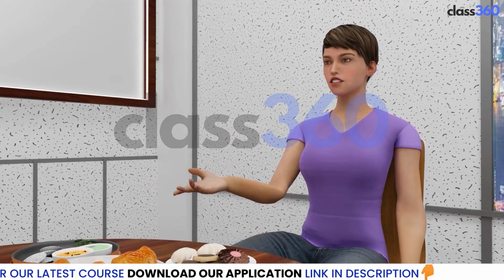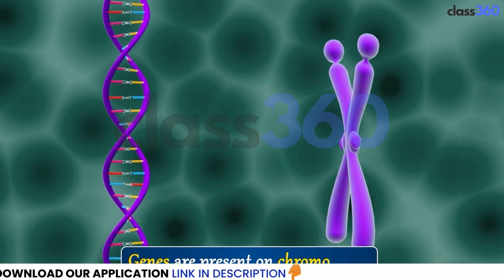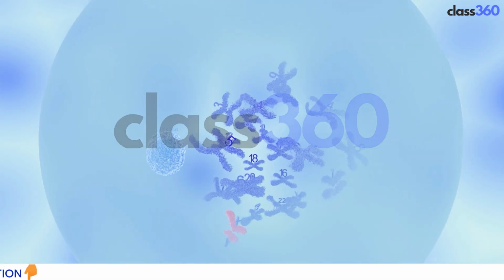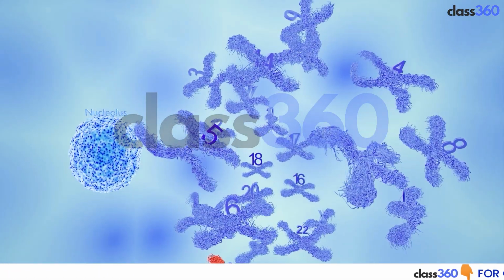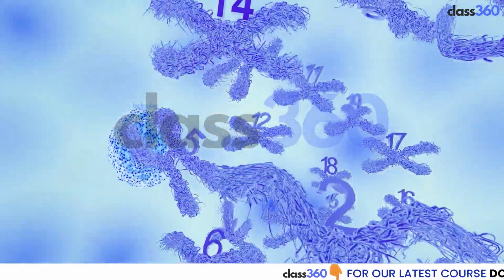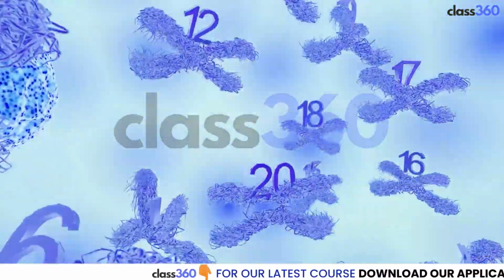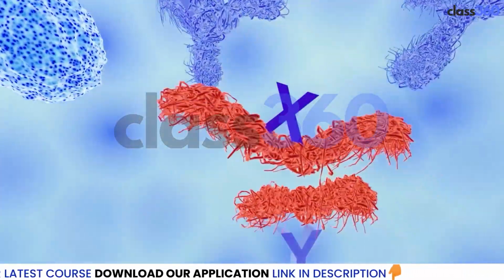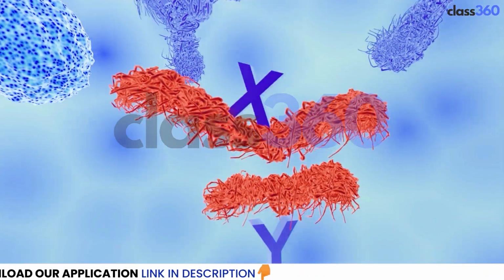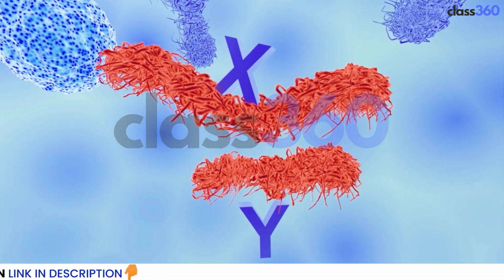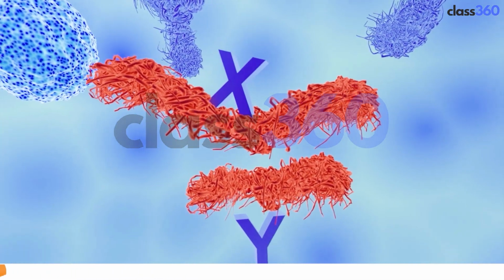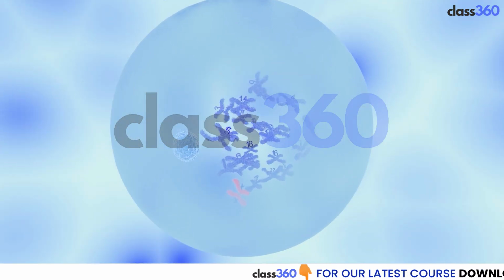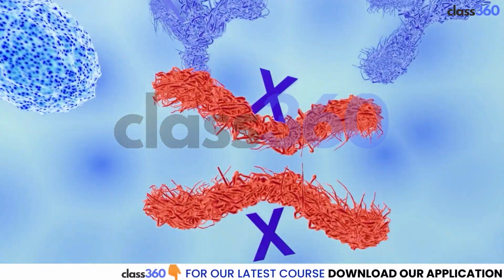We already know that genes are present on chromosomes. So the gene which causes maleness is called the Y chromosome. So maleness is because of the X and Y chromosomes, and femaleness is because of the XX chromosomes.